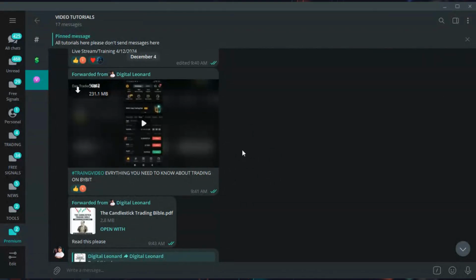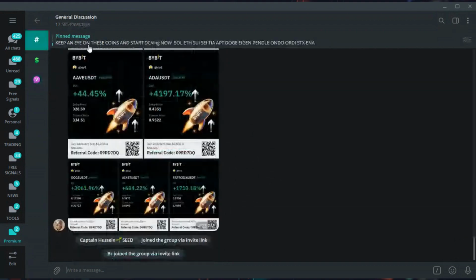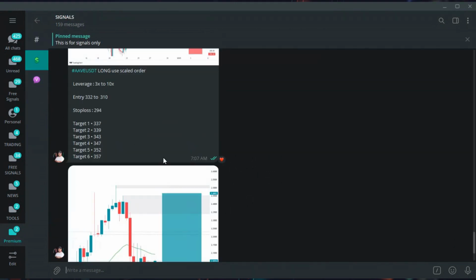On the general group here, if you check the messages that are pinned, you will see that there are recommended exchanges that you must sign up with. Those are the exchanges we trade with. If there's any signal, any trade, or any token that is not listed on a particular exchange, the other exchanges we have recommended will be where you are going to buy.